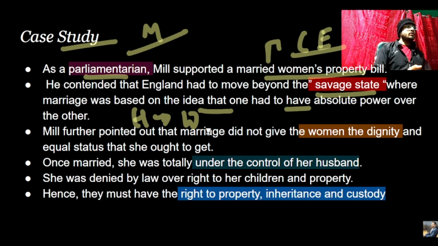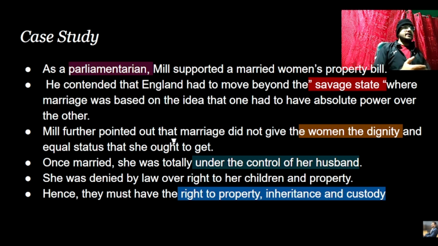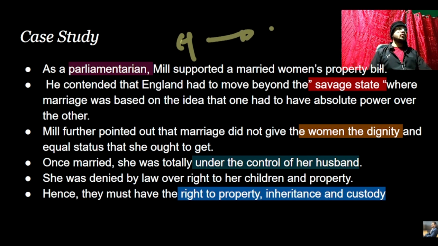Mill further pointed out that marriage did not give women the dignity and equal status that she ought to get. It was generally held in Europe that once a marriage happened, the husband will have absolute control over the wife. This is what Mill is challenging here. He is saying that marriage does not give women the dignity that she ought to get, that dignity is not being given to them.